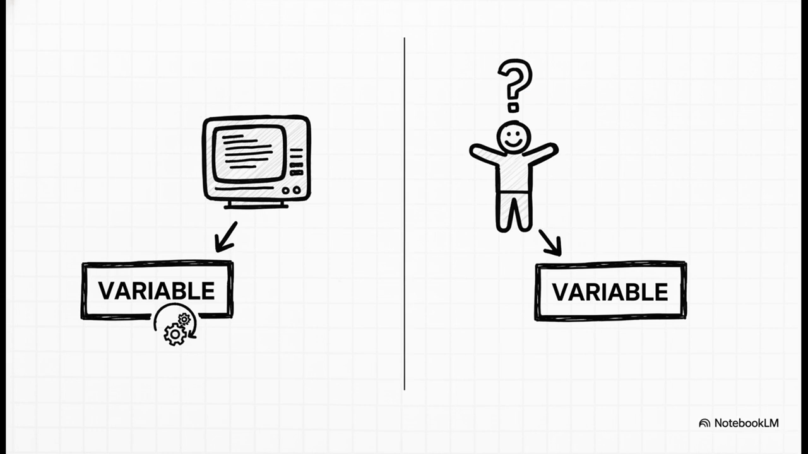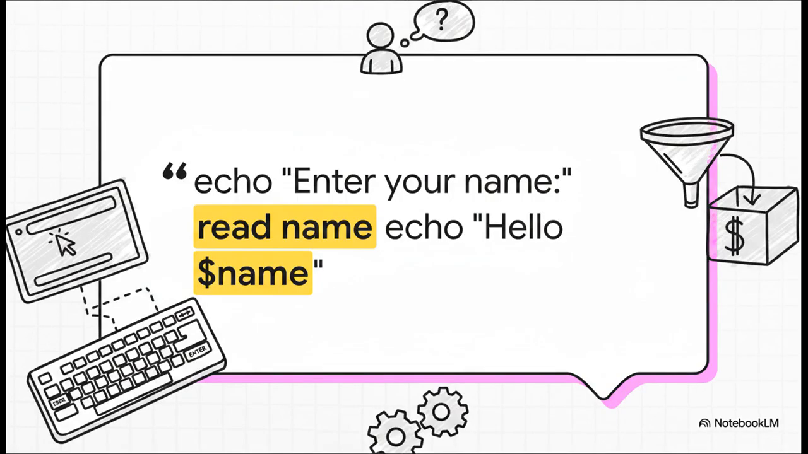Well, we can use variables to grab information directly from the user. The magic command here is read. It's so simple. When the script gets to the line read name, it just stops. It waits. It waits for the user to type something and hit enter. And as soon as they do, whatever they typed gets scooped up and put right into our name variable.